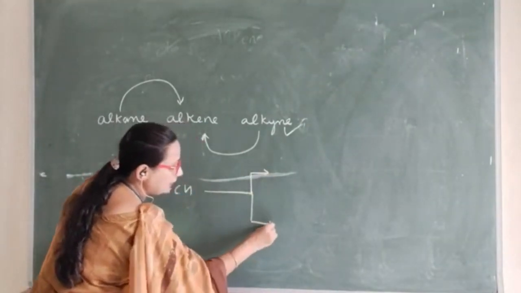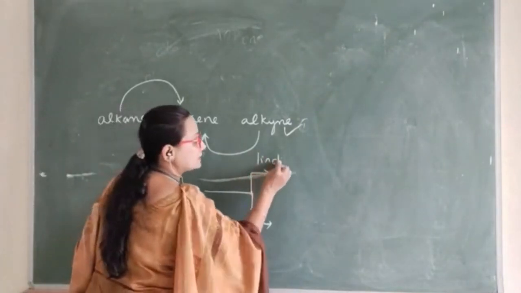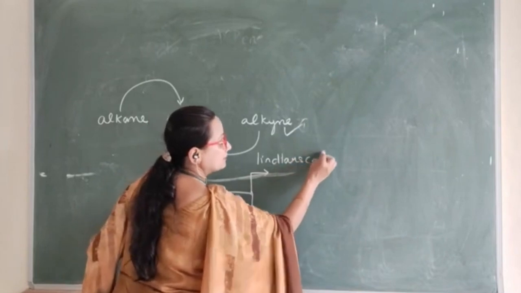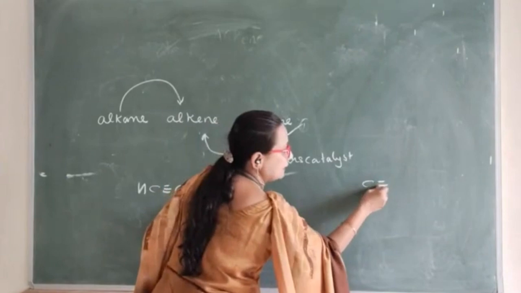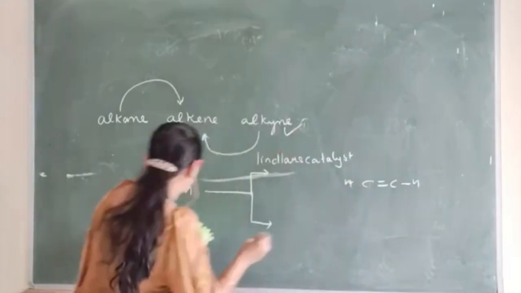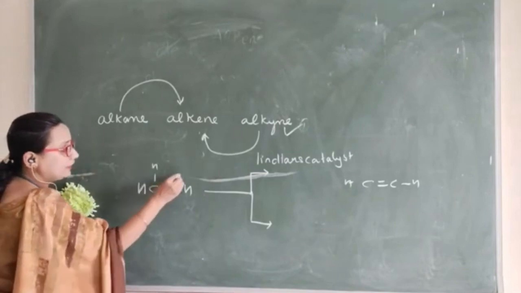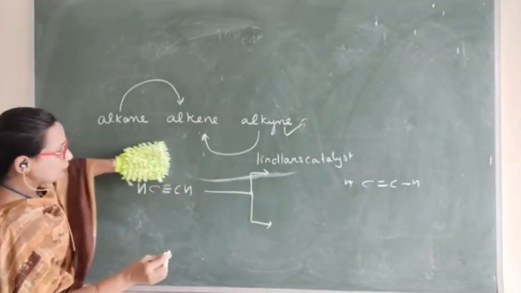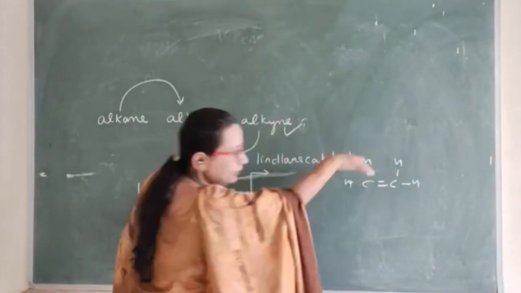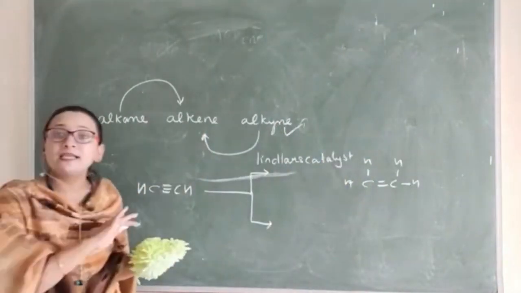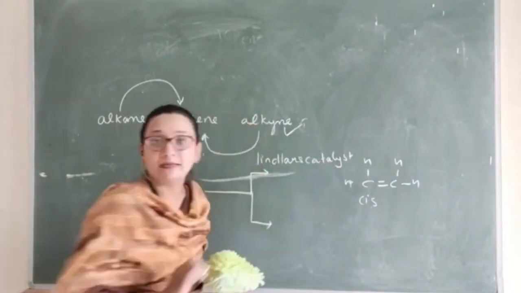देखिए, अगर मैं रिडक्शन के लिए कैटलिस्ट यूज करती, लिंडलार कैटलिस्ट. इन दिस केस व्हाट हैपेंस इज C डबल बॉन्ड C, देखो ये H, ये एक डबल बॉन्ड टूट गया, एंड व्हाट इज हैपनिंग? रिडक्शन, मतलब नथिंग बट गेन ऑफ प्रोटॉन्स. तो बोथ द प्रोटॉन्स आर गेन्ड फ्रॉम दिस साइड ओनली, मतलब सिस, फ्रॉम द सेम साइड यू गेट अ सिस प्रोडक्ट जब आप यूज कर रहे हैं लिंडलार कैटलिस्ट.